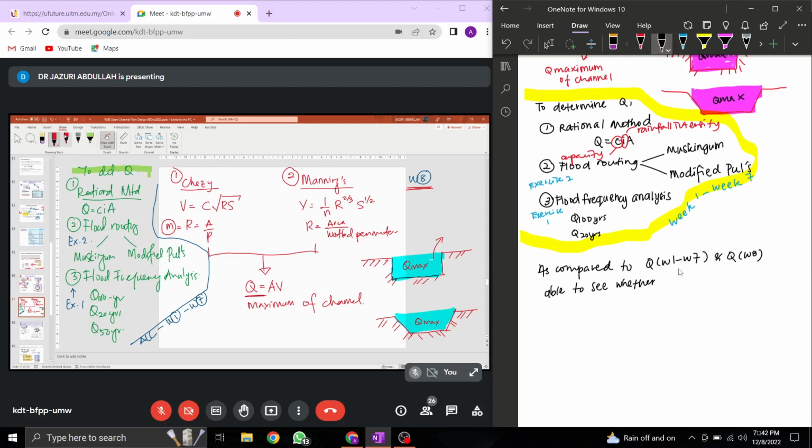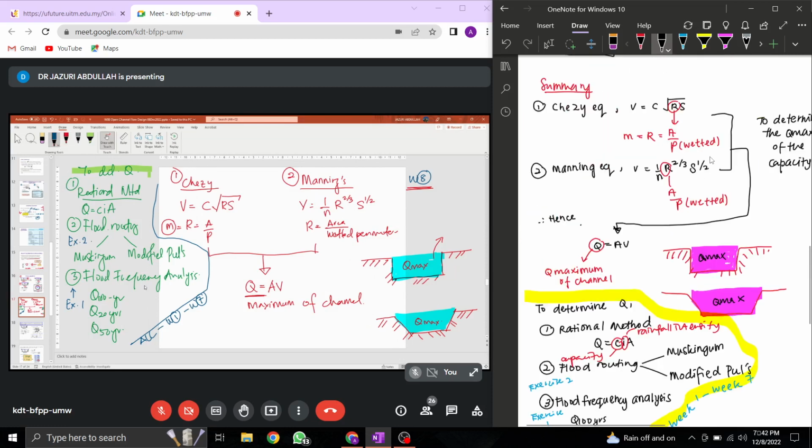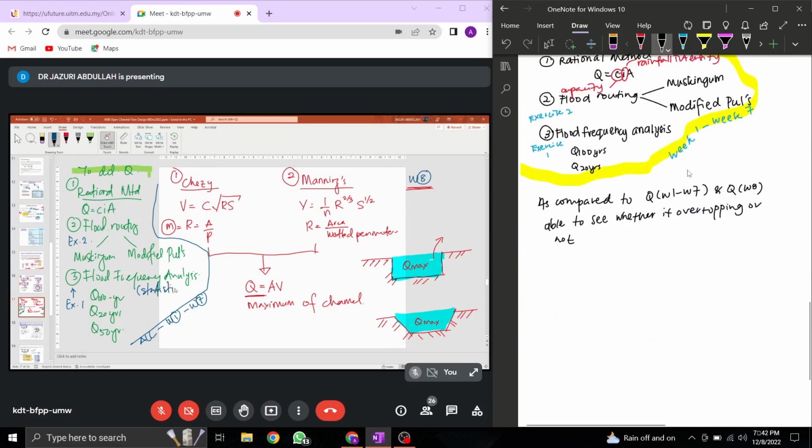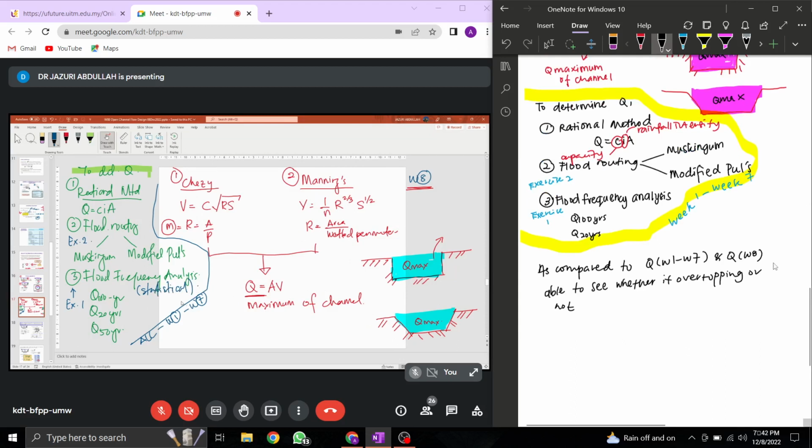Okay, so that is the reason why I teach you in the first 7 weeks to determine the Q, the discharge, with different methods, where this method basically is the most method yang guna pakai: rational method, flood routing method dan juga flood frequency analysis. Okay, so yang flood frequency analysis ni nama lain dia juga, kita boleh panggil dia sebagai statistical approach.